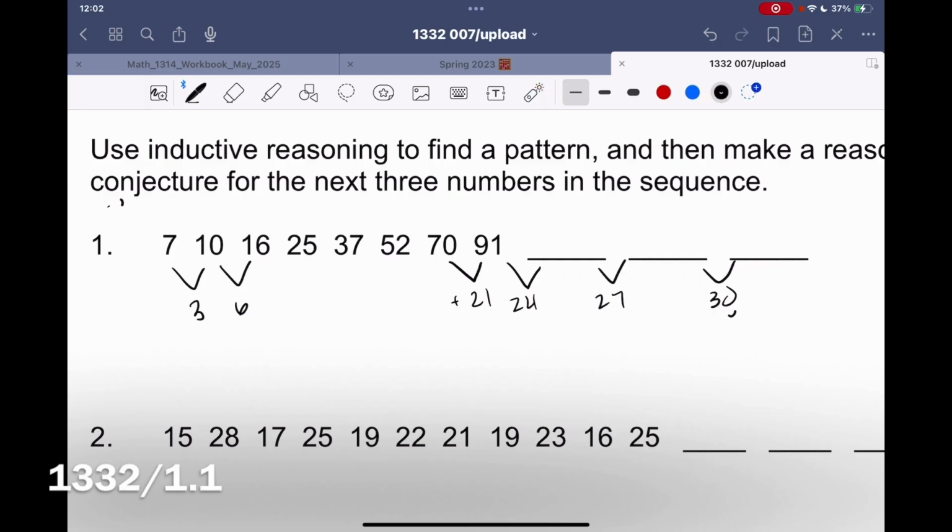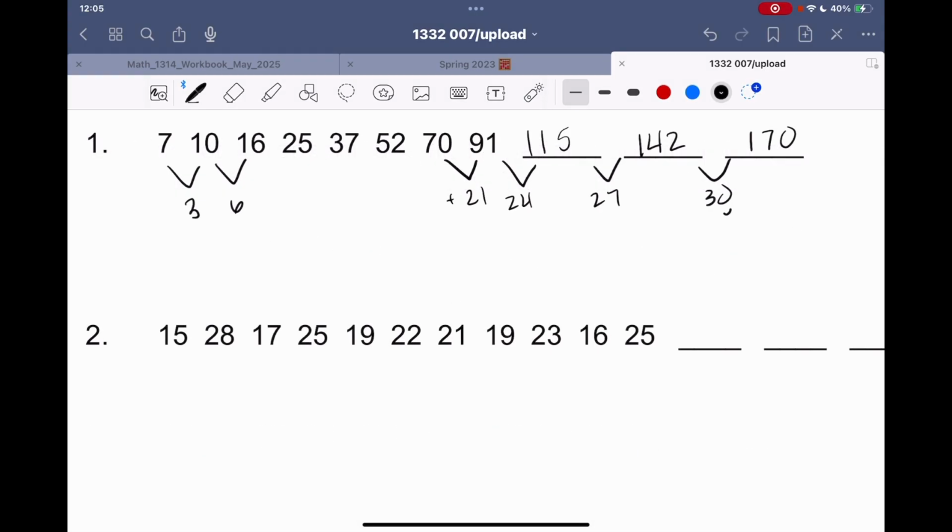So we're going to have 91 plus 24, which is 115. And then we have 115 plus 27, which is 142. And then 142 plus 30 is 172. There are 2 patterns in a series or in a sequence.